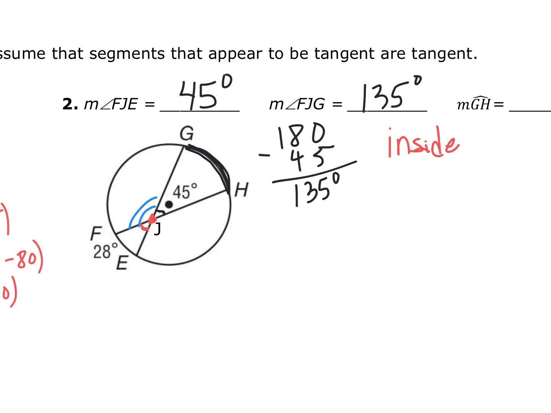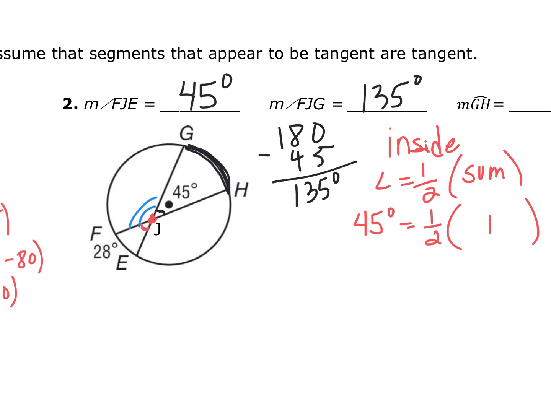So that means our angle is equal to half of the sum of the 2 arcs. So our angle is 45 degrees, and it is going to equal half of the sum of the 2 arcs. And so one of them is a 28 degree arc, and the other one, I don't know what it is, so we'll call it X. And then we solve for the equation. Okay, so when I get rid of my fraction here, I'm going to multiply both sides of my equation by 2, and that will cancel out the fraction.